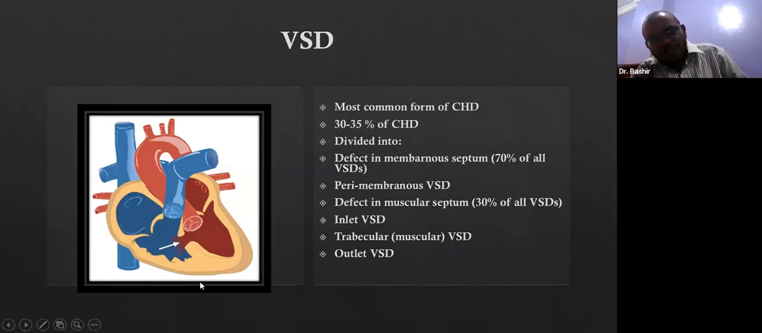And VSD is more dangerous than the ASD. The ASD, we said we can wait, but the VSD, the child can present even after 6 weeks of life. When the pulmonary pressure drops, the left side pressure will be very high, so there will be a left to right shunt, and there will be more blood to the right ventricle and to the pulmonary arteries, and the lung will be flooded by a huge volume of blood, so the child will be tachypneic and will be in heart failure.